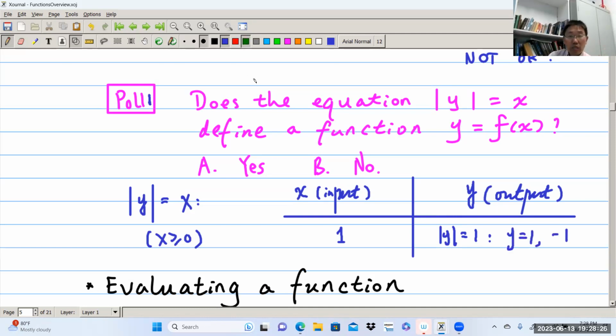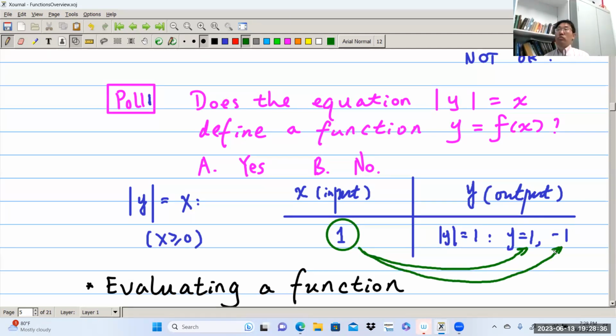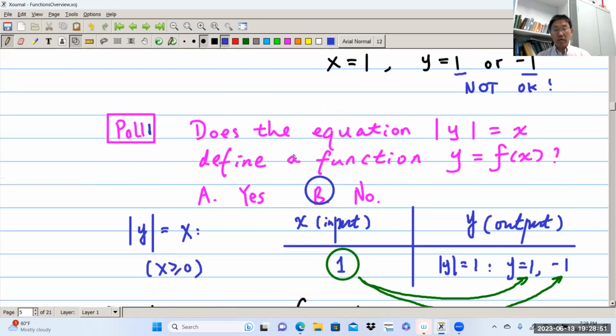So you see, for each non-zero input, you can get 2 outputs, right? So that means this relation is not a function. Okay, it's not a function. So the answer is no. What does that mean? Graphically, I will show you later.